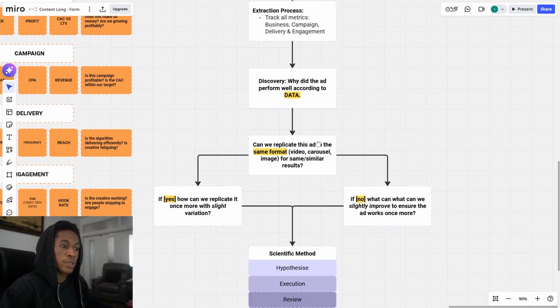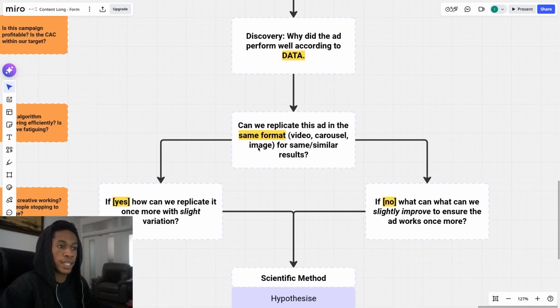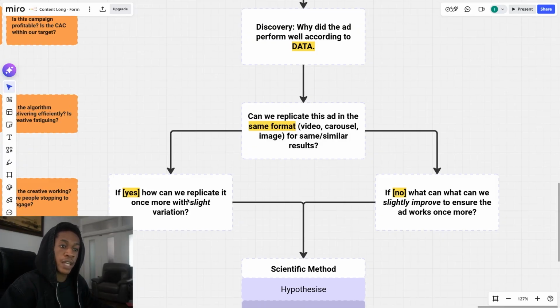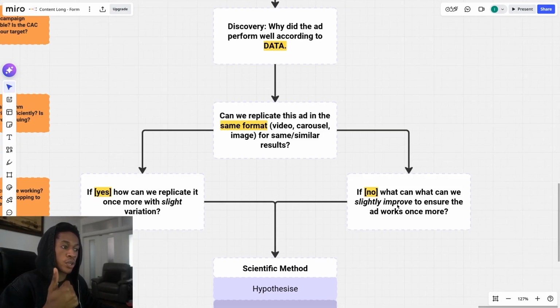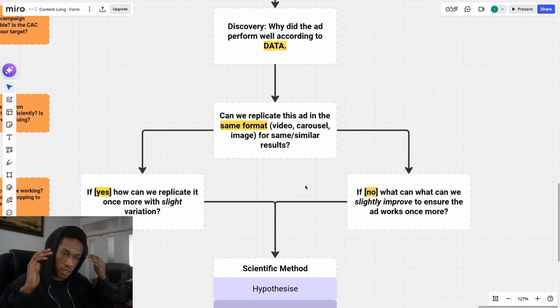So then we fall into 2 things, right? Can we replicate this ad in the same format, so that it's video, carousel, or image, for the same or similar results? If yes, how can we replicate this once more with slight variation? And if no, what can we slightly improve to ensure the ad works once more? One thing you need to understand is just because the ad works well as a video doesn't necessarily mean that if you post the same video or the same ad once again, it will do well. Sometimes it just won't, sometimes it will. That's just Facebook. But what you can do is convert that video into maybe a carousel or an image. So that's why we determine this.